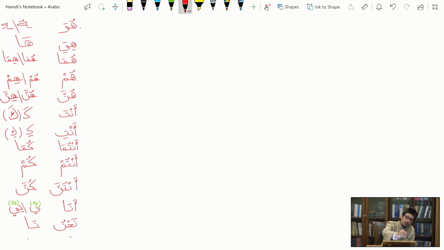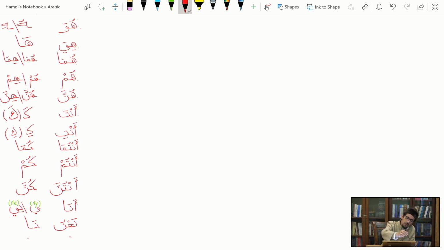Okay. The attached form corresponding to huwa is hu or hi, depending on the place. So it's the ha attached like that. If it is attached to a verb, that's him. If it is attached to a noun, that's his. If it is attached to a harf, a preposition, that's also him.